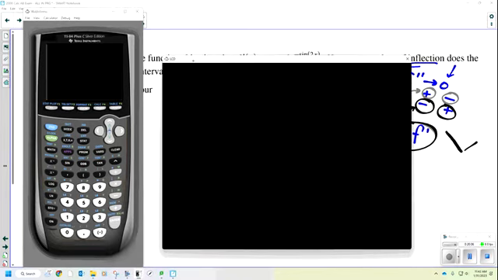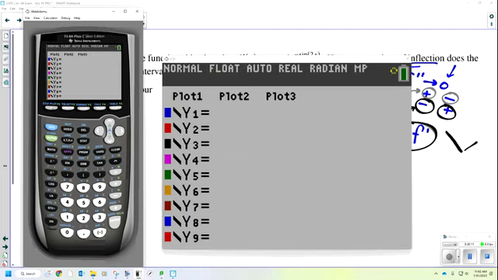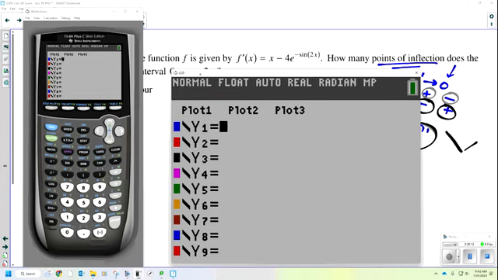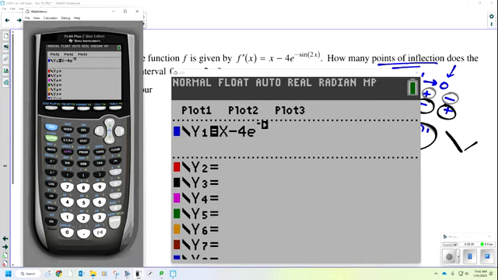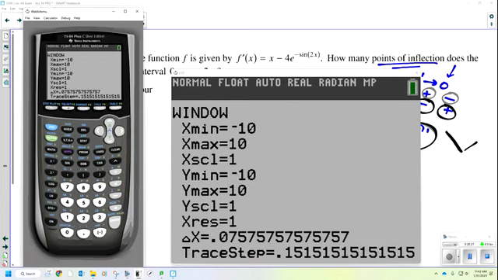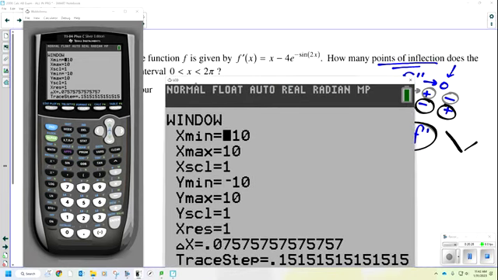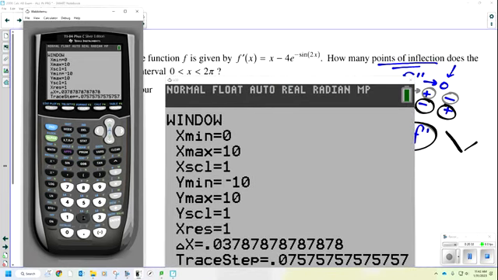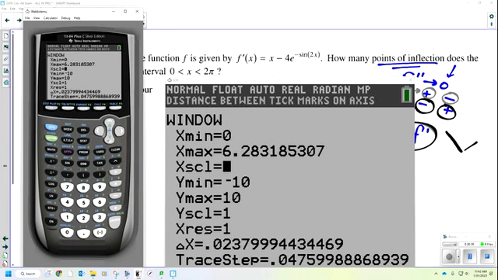All right. Turn this bad boy on. Go to y equals. And the equation they give me is x minus 4e raised to the negative sine of 2x. And I want that in my window from 0 to 2 pi, so I'm literally going to type in 2 pi. Why wouldn't I? Because I have a calculator. I'm going to graph that.